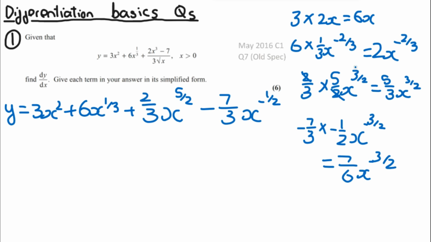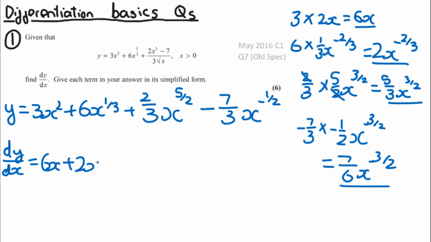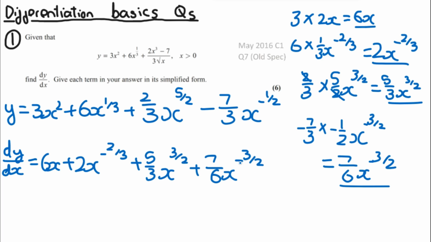So we can rewrite the whole thing as a differential by adding all of these terms together. So dy over dx is going to be equal to 6x plus 2x to the power of minus 2 over 3 plus 5 over 3 x to the power of 3 over 2 plus 7 over 6 x to the power of minus 3 over 2. And we can check this answer, as we said before, by doing it into our calculator.